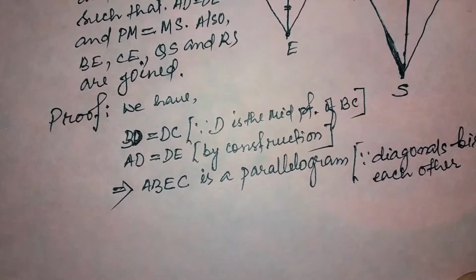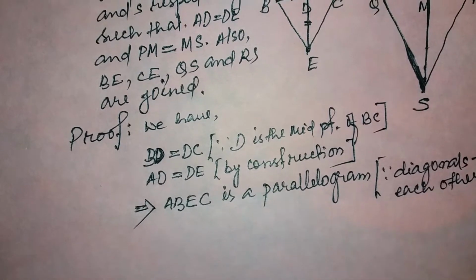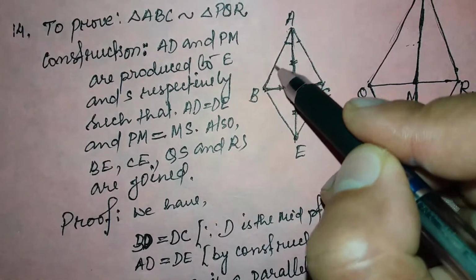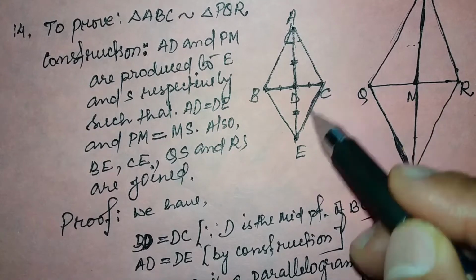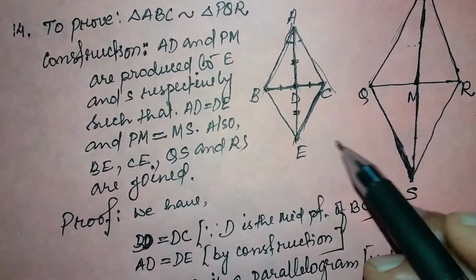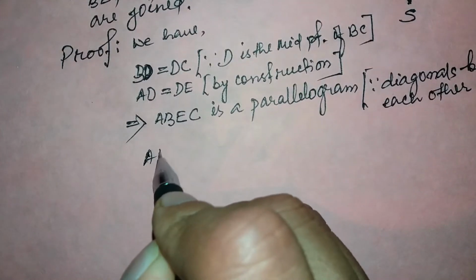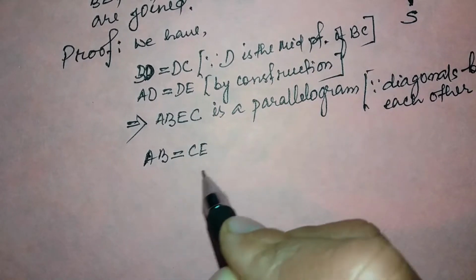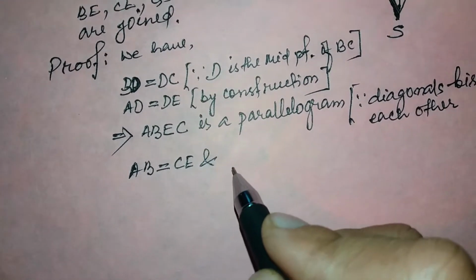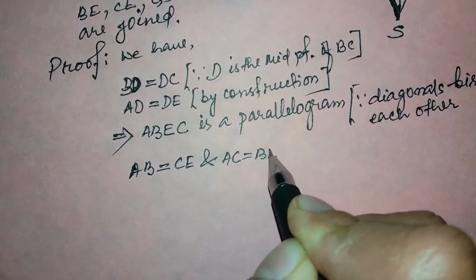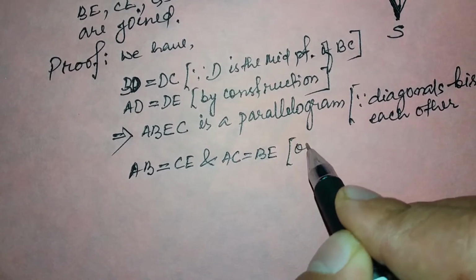Now since ABEC is a parallelogram, the opposite sides are equal. So AB is equal to EC, and AC is equal to BE, because these are opposite sides of a parallelogram.